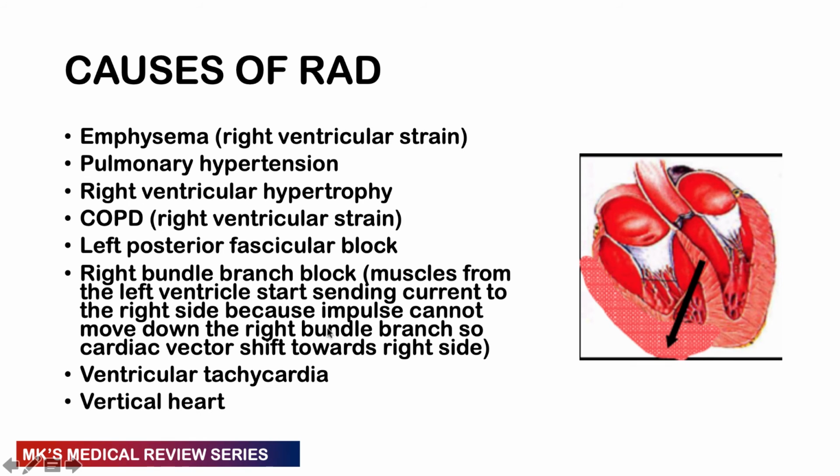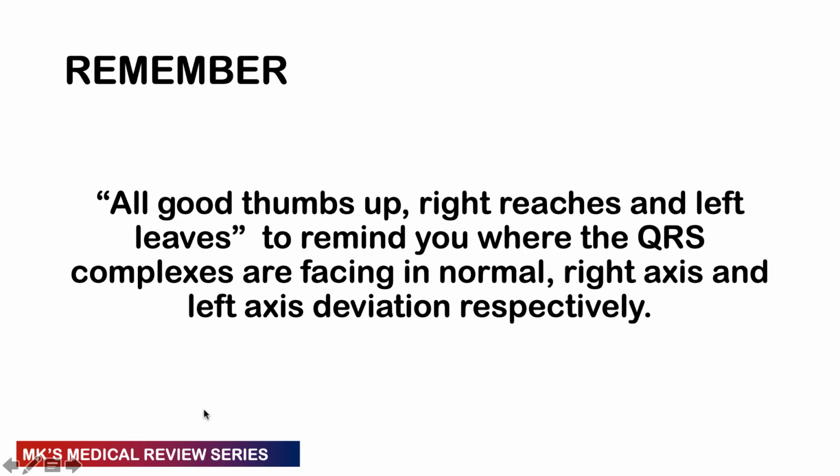We also see it with ventricular tachycardia. We see it also with a vertical heart. So one mnemonic that I want you to keep in mind is "all good, thumbs up", meaning that if it's a normal cardiac axis, the QRS complex in lead 1 will be facing upwards, and the QRS complex in lead AVF will also be facing upwards. Right reaches, meaning that they're reaching out to each other, they're pointing at each other, and left leaves. So the mnemonic is all good thumbs up, right reaches, and left leaves.